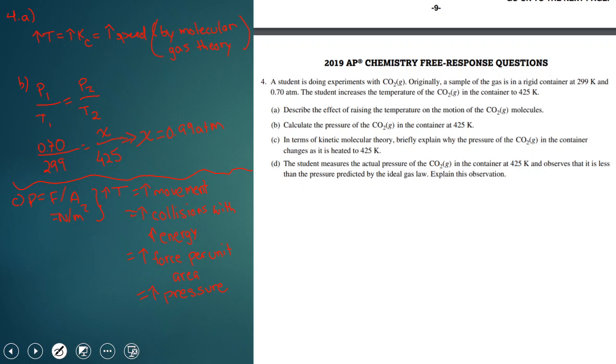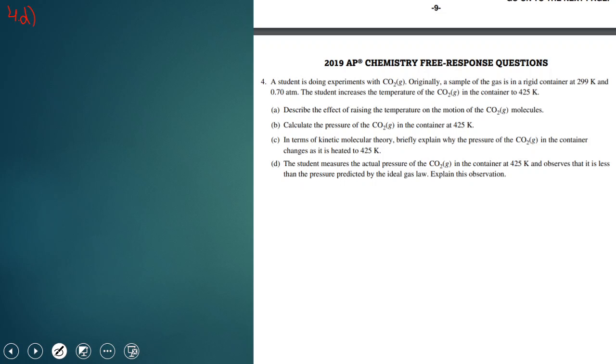You should probably, once again, write that out a little bit more. So I would say something like faster moving gas particles, or an increase in temperature, causes an increase in kinetic energy, and thus the faster moving gas particles collide more frequently with more energy, and thus the force per unit area is increased, which increases the pressure.